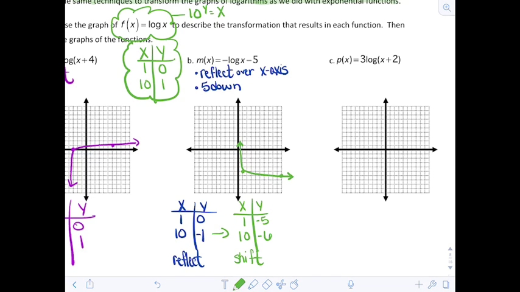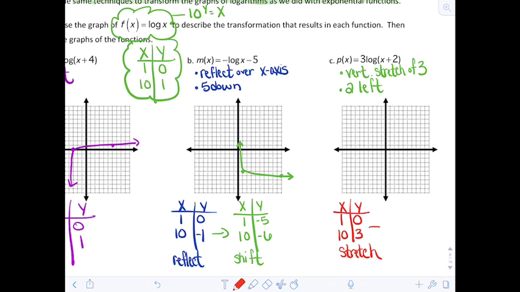Okay, and the last translation we're going to do, 3 log of x plus 2. So it will have a vertical stretch of 3. And it will shift 2 to the left. So as we look at what those charts, those ordered pairs are going to do, the first thing we do is the stretch of 3. So if it's a vertical stretch of 3, that's going to affect my y values. So my x's will remain at 1 and 10. And my y values I'm going to multiply by 3. 0 times 3 is 0. And 1 times 3 is 3.